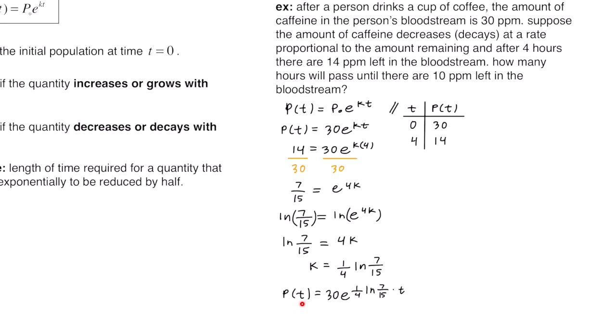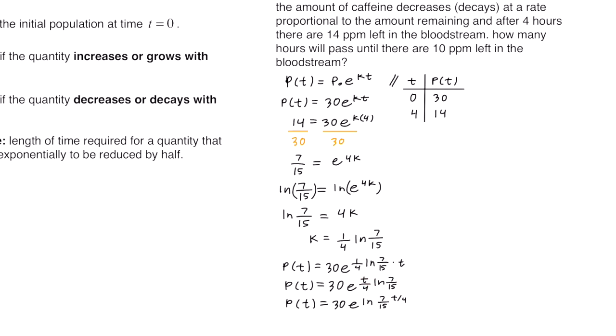So we have P of t equals 30 times e, and then this is raised to the k times t. Next, we're going to take the 1/4 and the t, multiply them together and put them right here. And now we're going to bring this up into the exponent. So this t over 4 gets put up into the exponent, so now you have 30e to the ln of 7/15 raised to the t over 4.